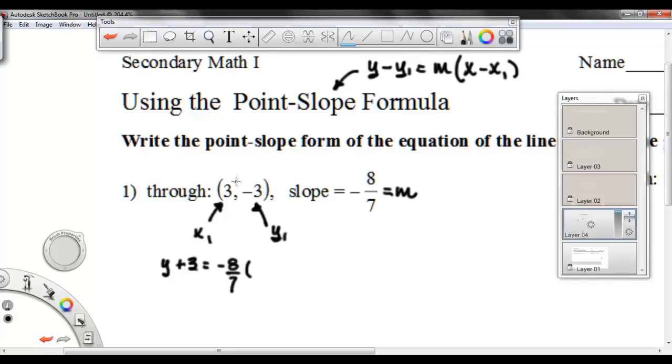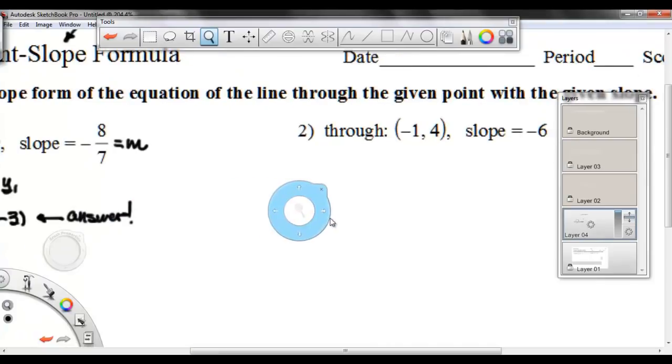And then I will have x. And then when I put x1 in, it'll change sign from a positive 3 to a negative 3. And with that little bit right there, we have the answer. Y plus 3 equals a negative 8 over 7 times the quantity of x minus 3. And it's important that we keep the parentheses on that right-hand side.